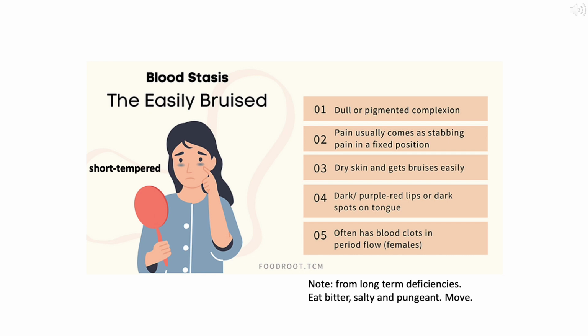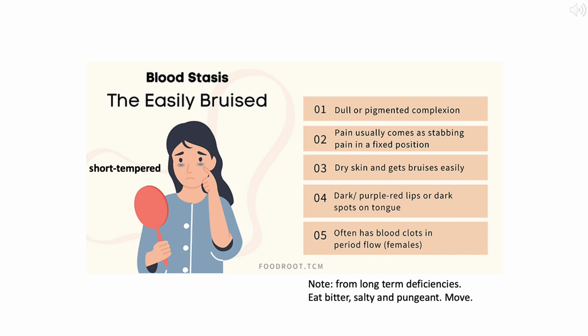There's a lot of dark colors associated here, right? So we have the dark under the eyes. There could also be dark or purplish lips or tongue. And then the period would tend to have a lot of blood clots. And so, as you can see, this is someone that is kind of drained. It comes from having a long-term deficiency, or, for example, following a wrong diet for a long time, or being overworked for a very long time. And so you can call this the office syndrome.